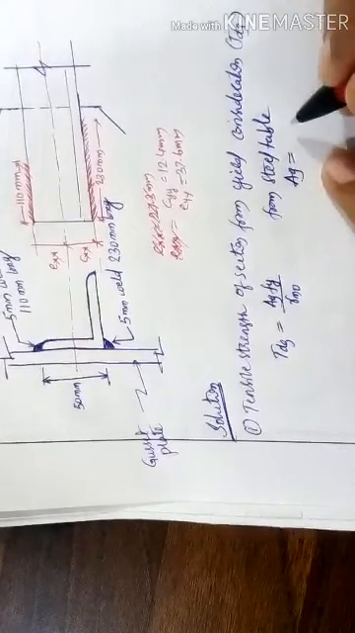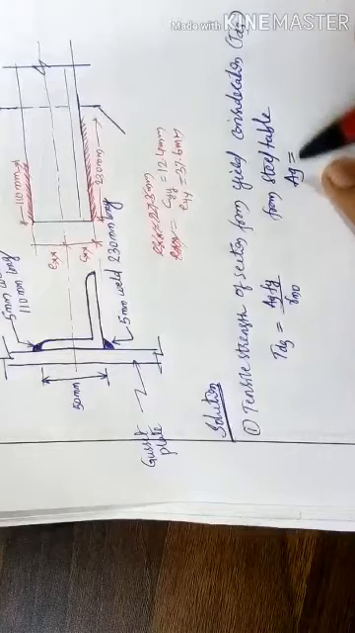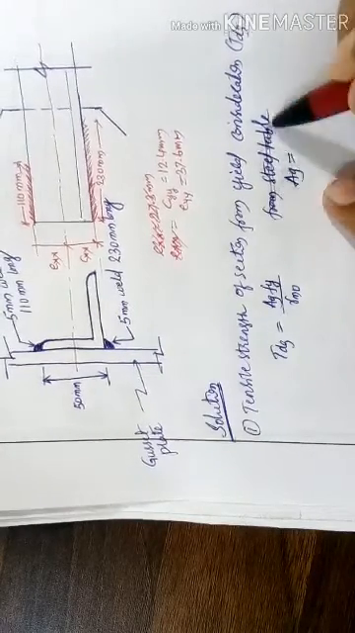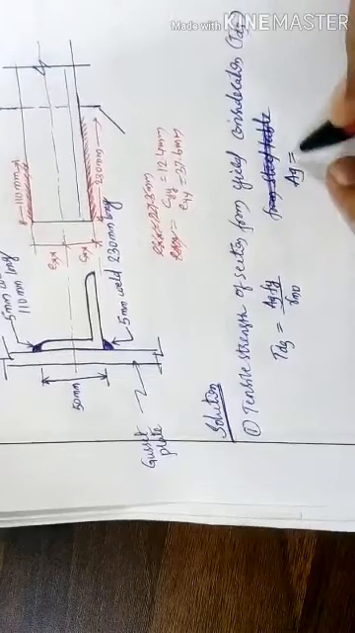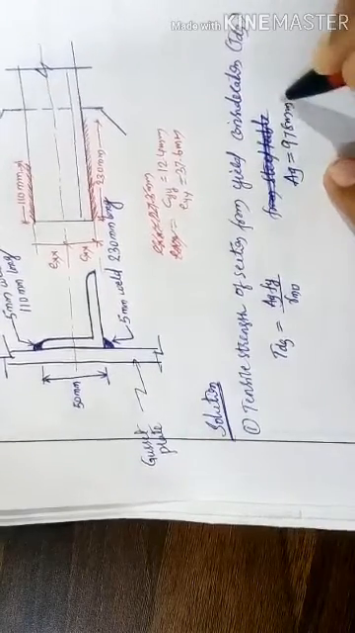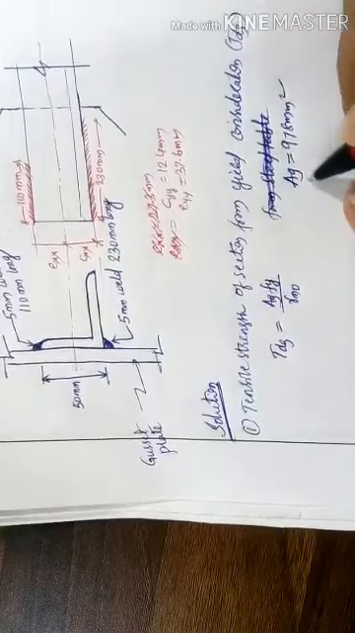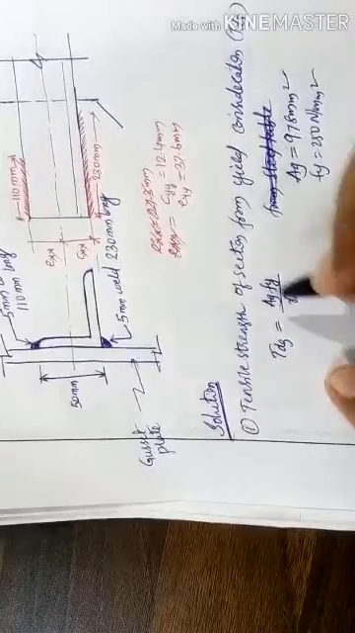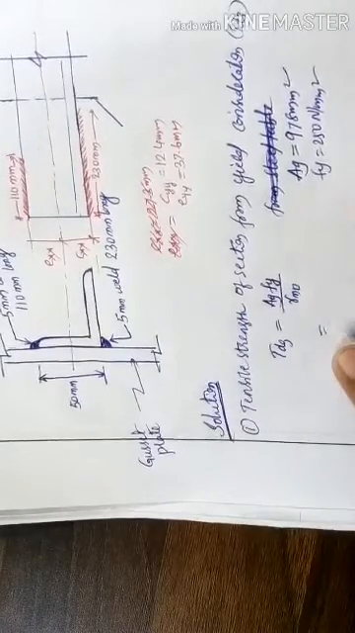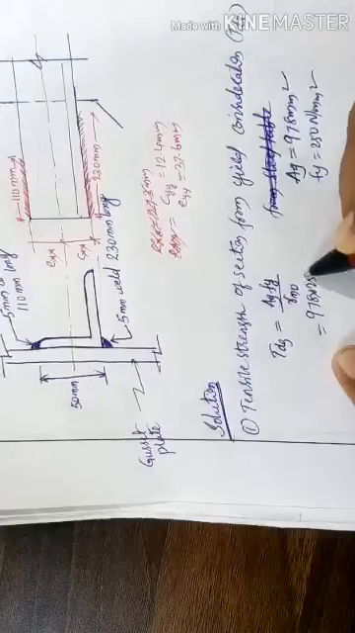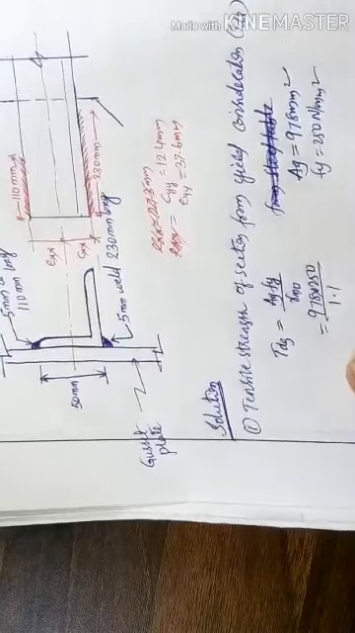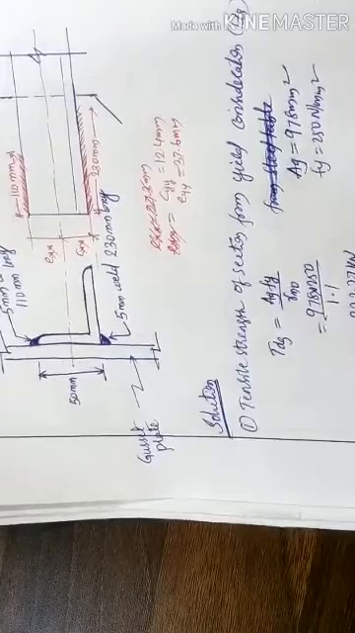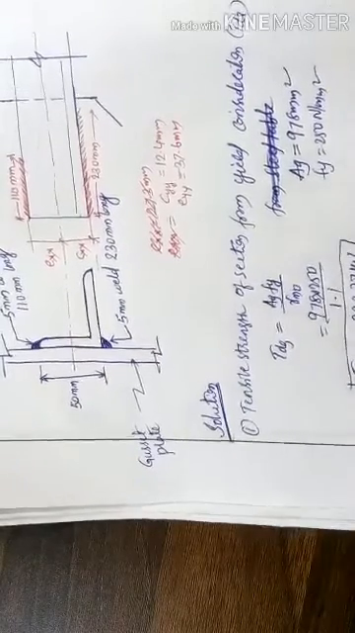Then substitute from the steel table. There is no need to refer to the steel table here because the area is given directly, 978 millimeters square. Then Fy is 250 Newton per millimeter square. Then substitute here 978 times 250 divided by 1.1, you will get 222.27 kilonewton. This is TDG.